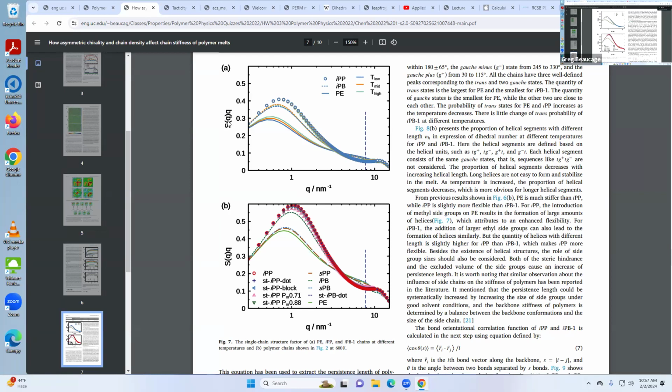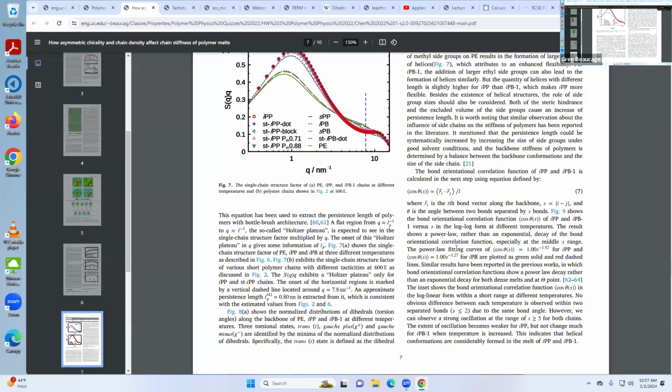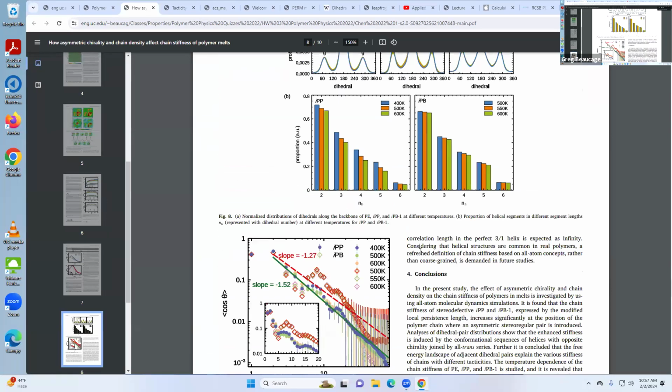So S of Q should equal Q to the minus 1. If you multiply it by Q, this should be a constant value when you get to the 1D part, the rod part. And he says, oh, it goes 1D here. That's 2 pi over that Q, which is my persistence length. That's one way to get the persistence length from the scattering measurement. So dimensional analysis. And what else does he do?